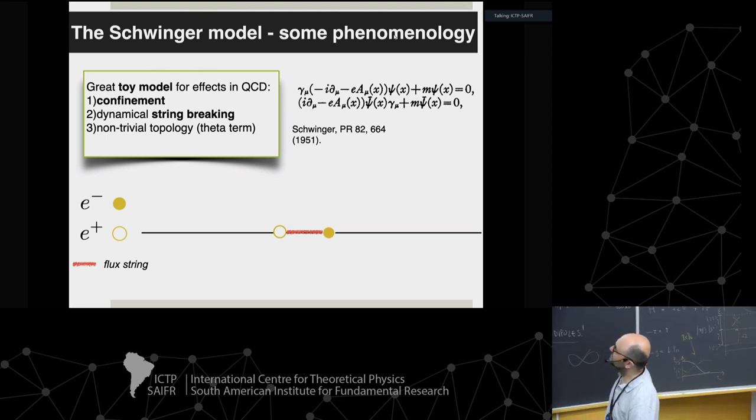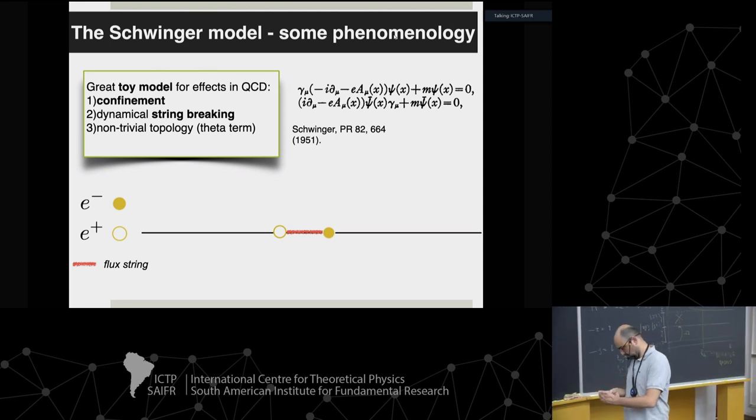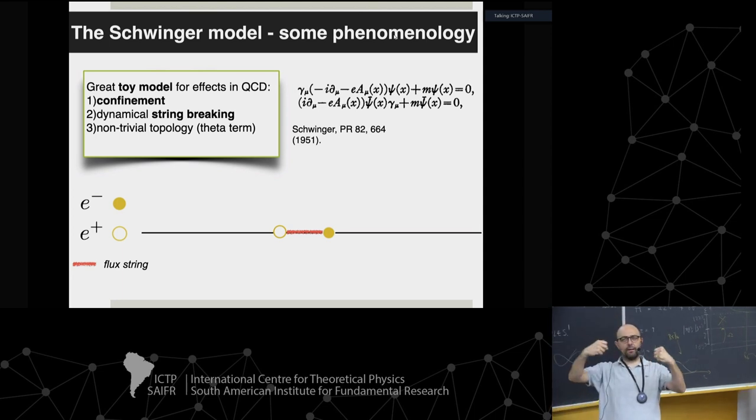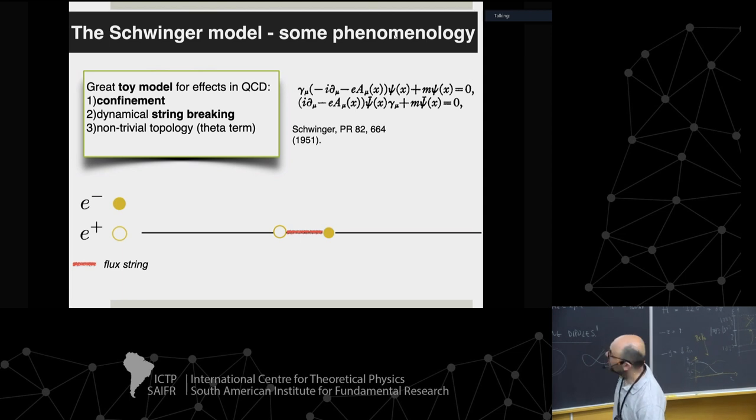Okay, and now let me depict it with a very simple animation. So suppose that you have an electron and a positron in one dimension. The two have to be connected by a flux string. Okay? Now, what you can try to do, at a very qualitative level, is pull them apart. And if you do that, the flux string contains a larger energy, because you pay more and more cost. The electric field is different from zero in a large region of space. And at some point, you pull them so far that it's actually more convenient for the string to break.